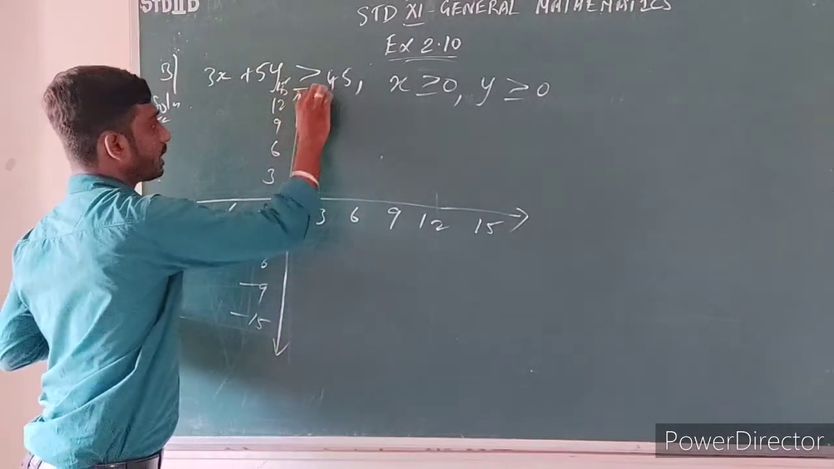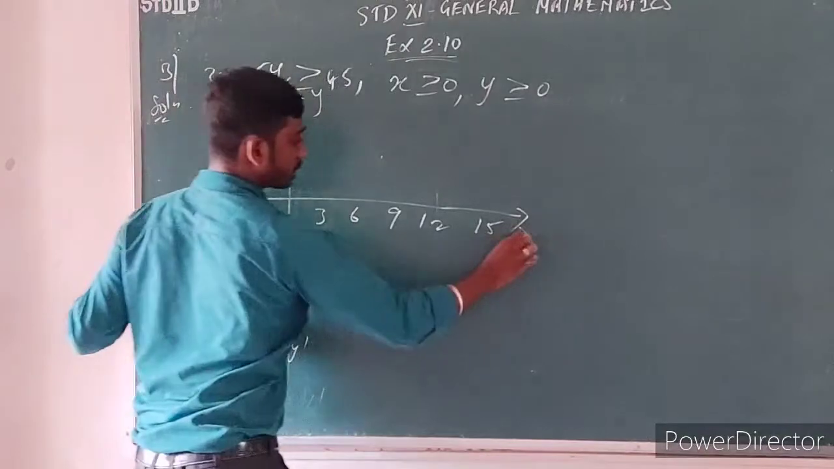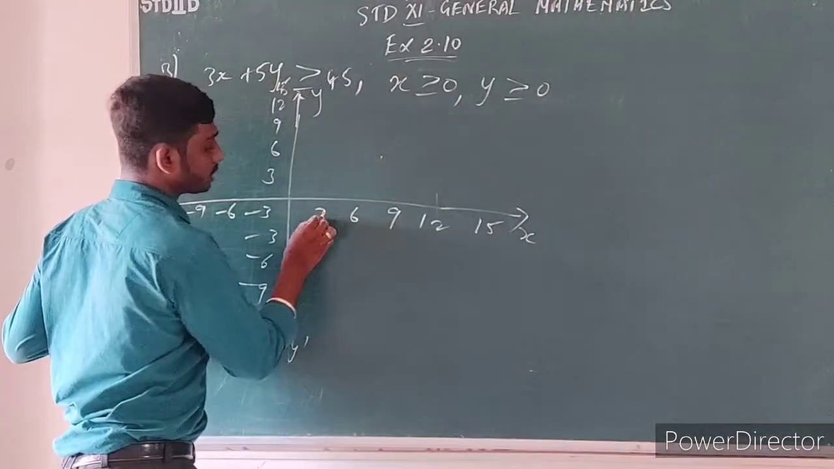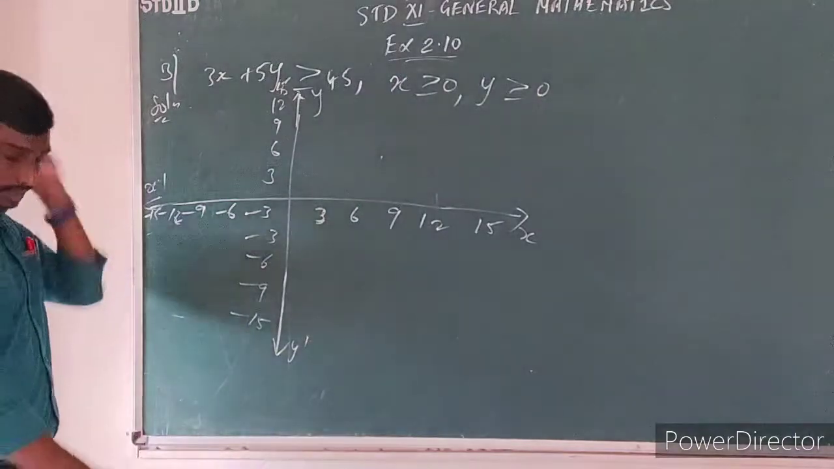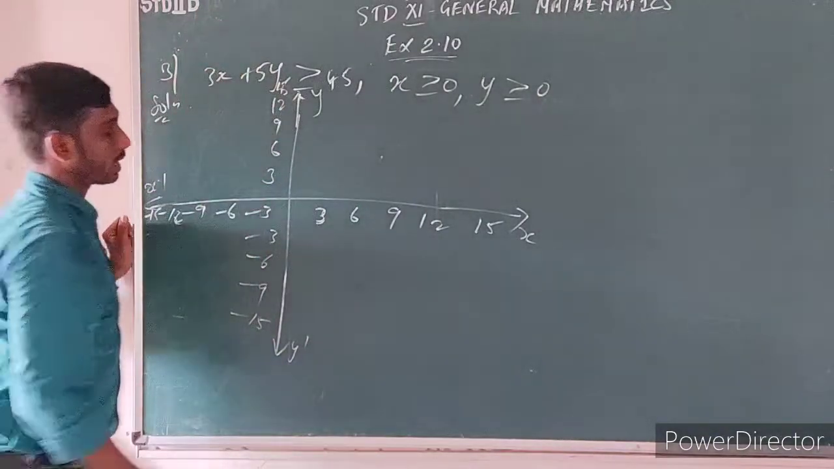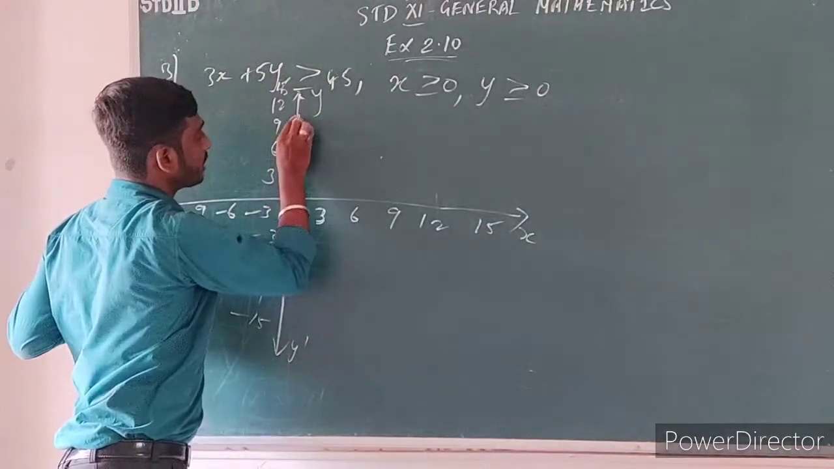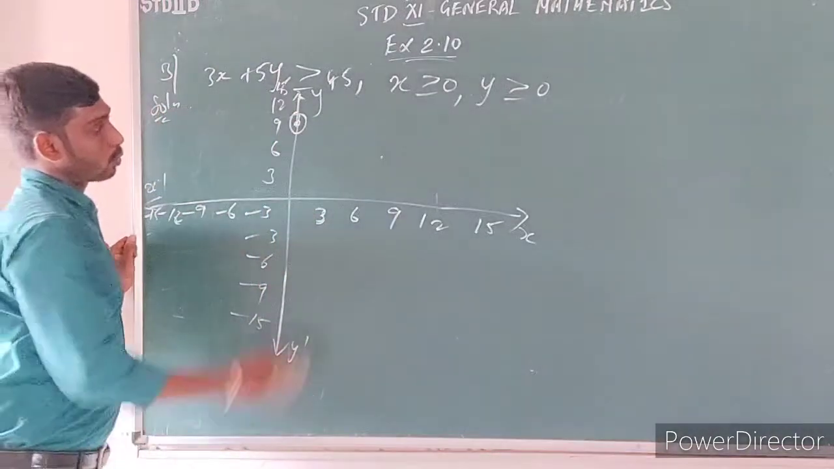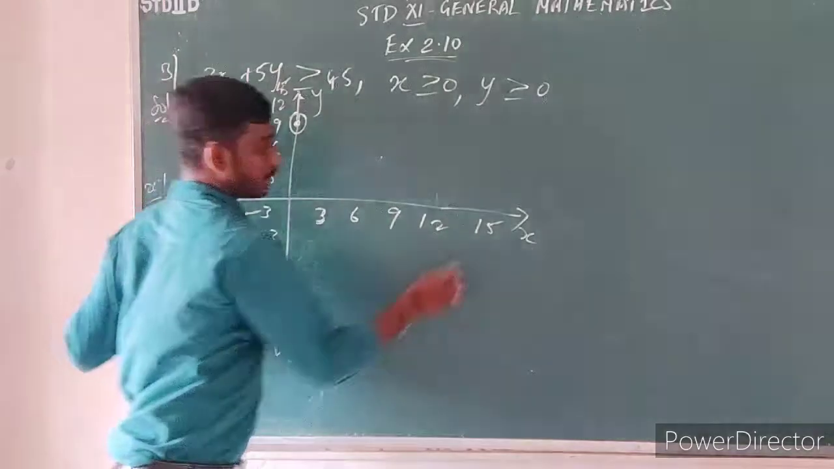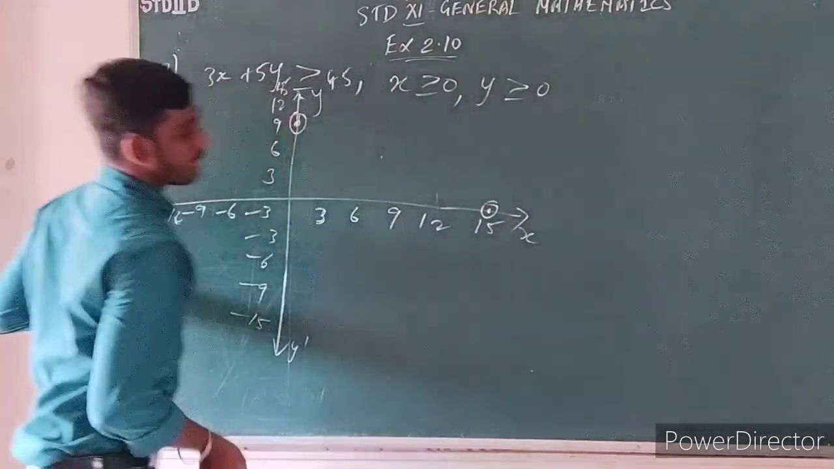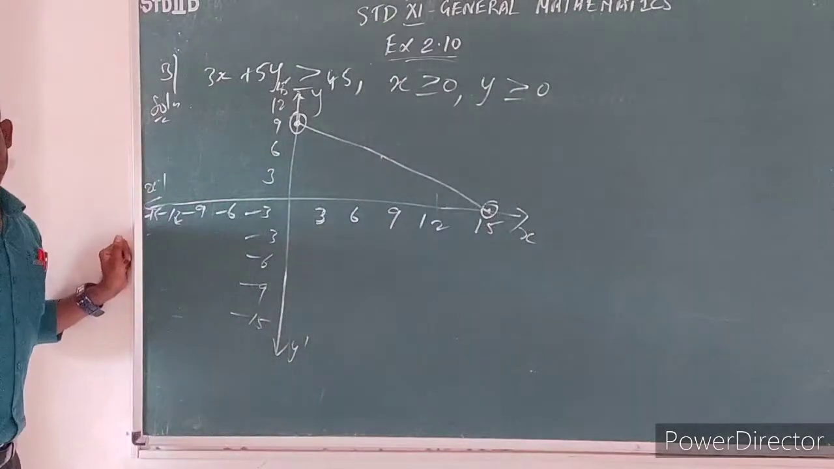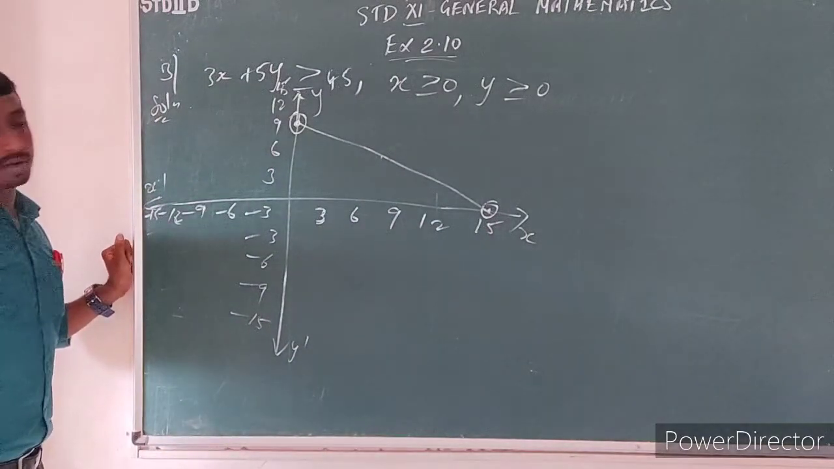So this one is y and y dash. This one is x dash here. So what are the points you are getting? X is equal to 0 means you are getting y is equal to 9. Then y is equal to 0, x value will be 15 here. This one is the extreme point for the shaded region.